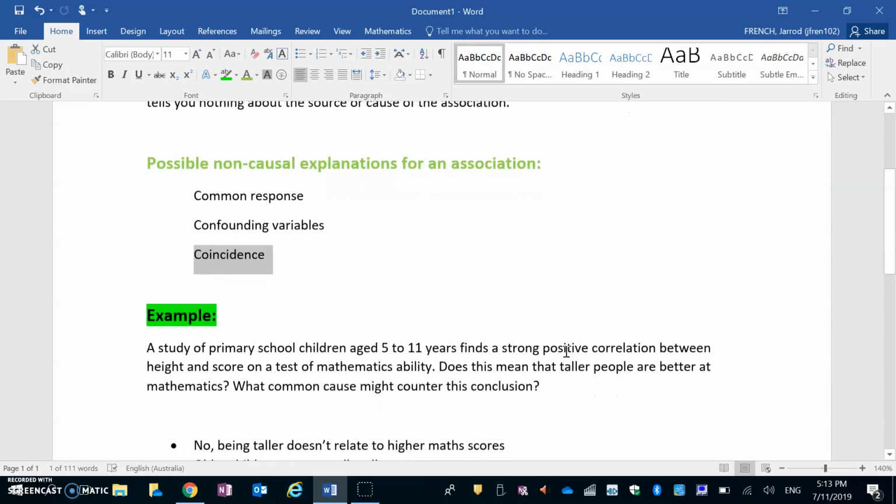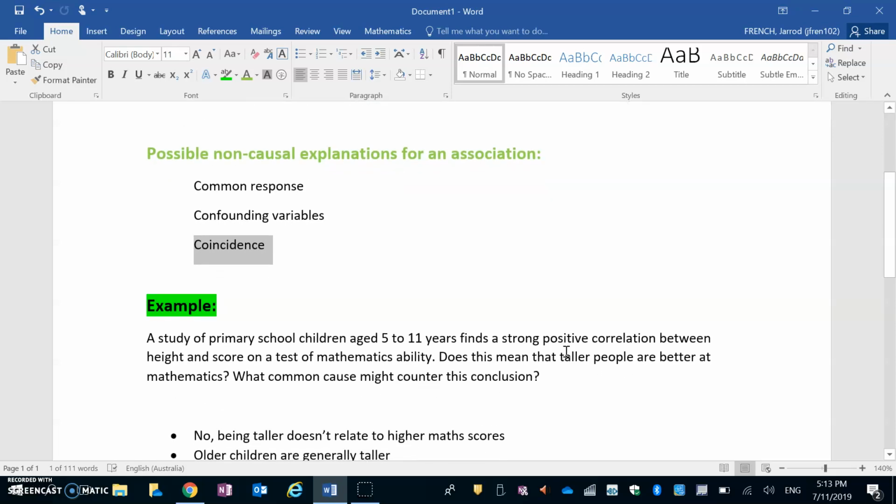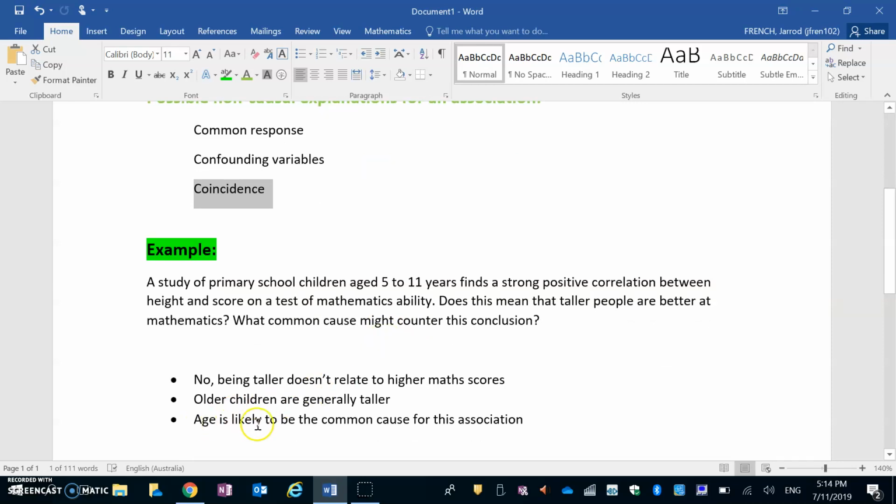So I've got here, no, being taller doesn't relate to high mathematical scores. And then we can say, well, why is that? We need to justify our responses. Older people are generally taller, so we can look more at, well, older people are probably more likely to do better on mathematical tests, and that might be our actual association. So remember, if I was looking at older children, 10, 11, they're more likely to be taller than those that are 5 and 6. So I would say, well, age is likely to be the common cause for this association.